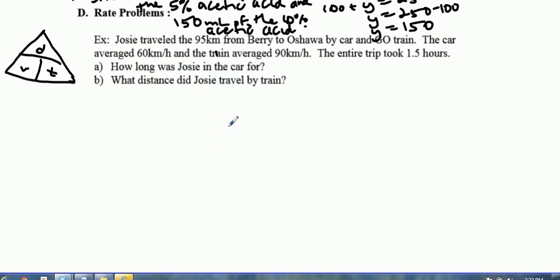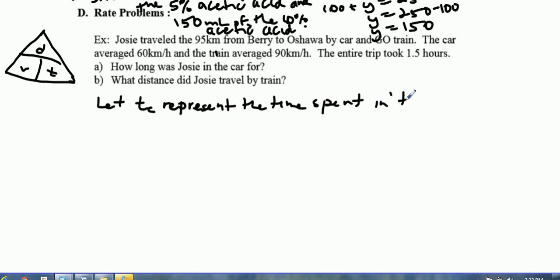So how long was Josie in the car for? So I'm going to say let TC represent the time spent in the car. And if we're talking about 90 kilometers per hour and the trip took 1.5 hours, we're going to say in hours. Now, if anybody's from Barrie, Ontario, I know we don't spell it B-E-R-R-Y, just so you know. But this is a fictitious place, this Barrie.